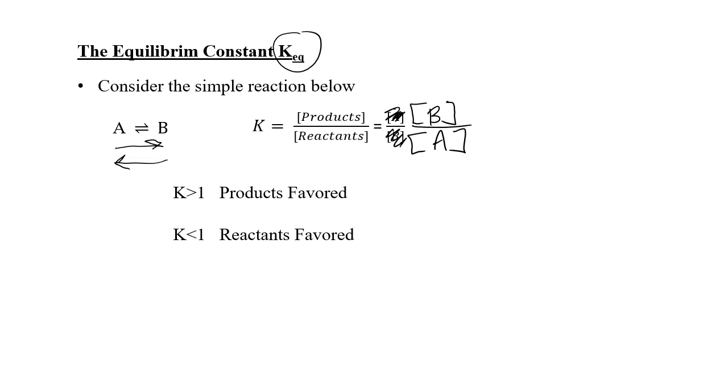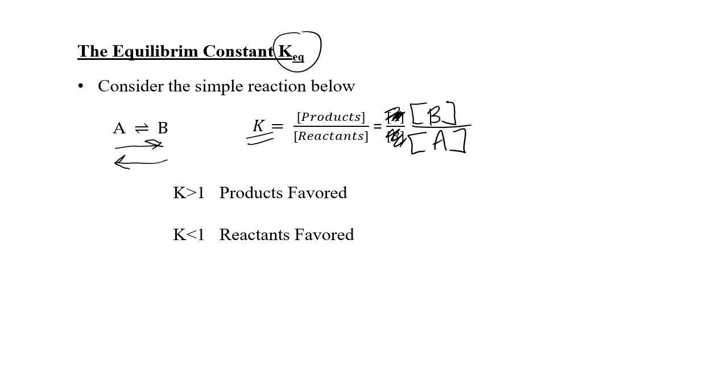Okay, so what does this tell us? The magnitude of K tells us what side the equilibrium will favor. So if the value of K is greater than 1, that means that your numerator must be larger than the denominator. The numerator, your products, B, so that means there's more products. The denominator, your reactants, A, that means there must be less. So when K is greater than 1, the products are favored. When K is less than 1, the reactants are favored, because to get a value of K less than 1, your denominator must be larger than the numerator.